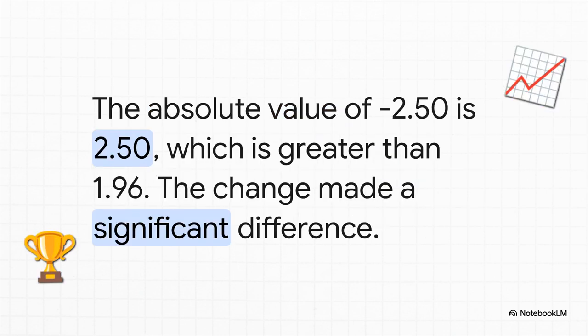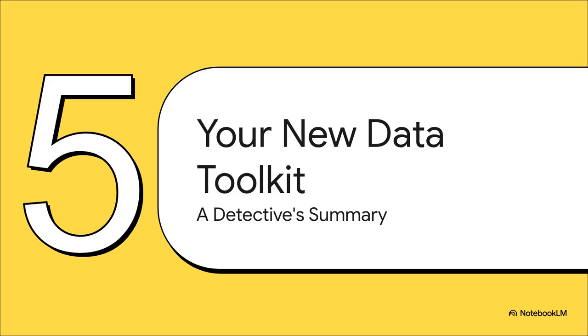So let's apply the rule to our number. The absolute value of -2.50 is just 2.50. And is 2.50 bigger than 1.96? You bet it is. So we've got our verdict. We can say with confidence that the training program made a significant difference. Bam! Another case closed.